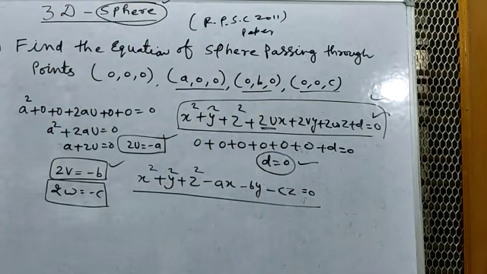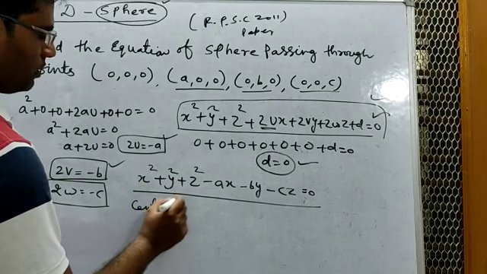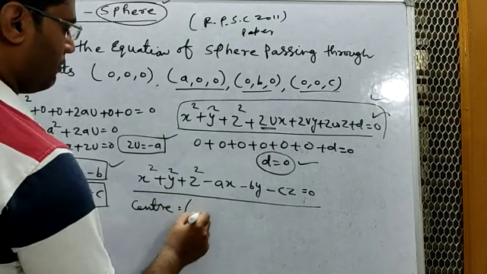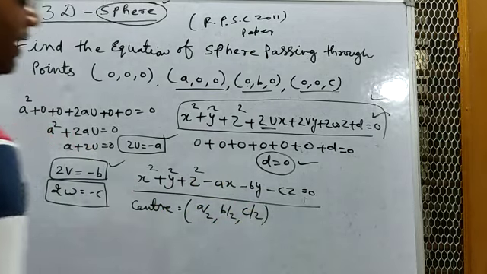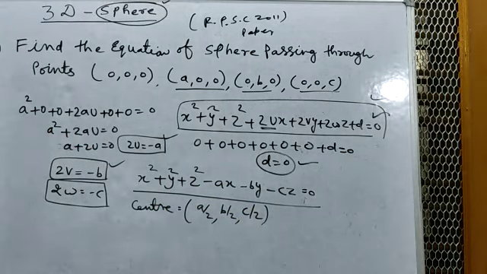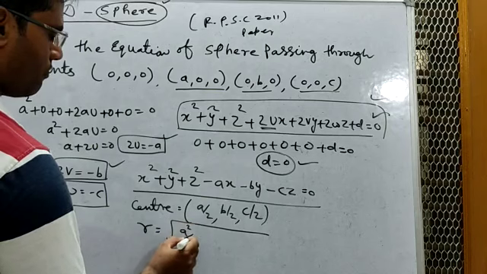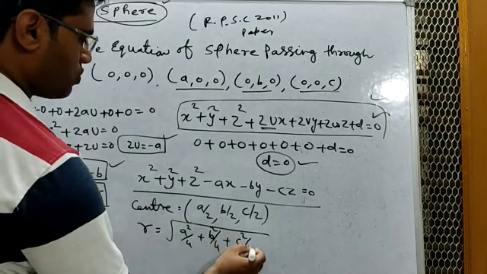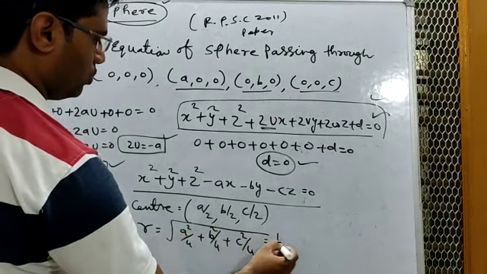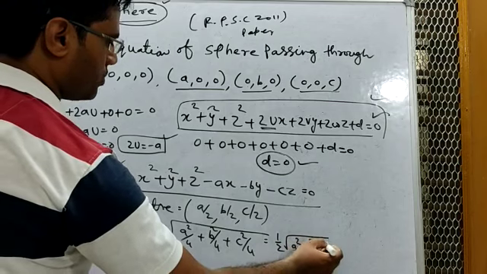So what will be the center of this particular sphere? Center will be A by 2, B by 2 and C by 2. That is our center. And what will be its radius? Friends, radius will be the square root of A square by 4 plus B square by 4 plus C square by 4. So 1 upon 2 under root A square plus B square plus C square.